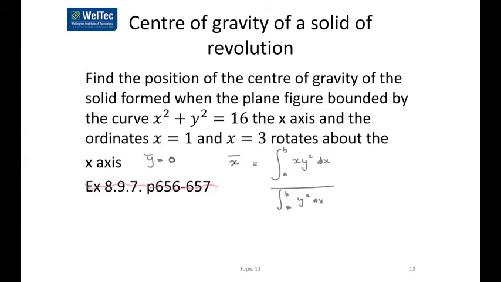So if you were to do the top line, it will be the integral between 1 and 3 of x times y squared, and y squared is going to be 16 minus x squared. So you would multiply that out, integrate it, and the answer would be 44.